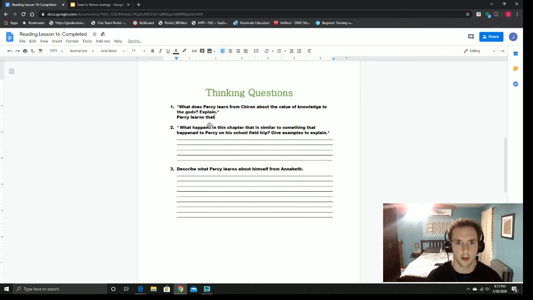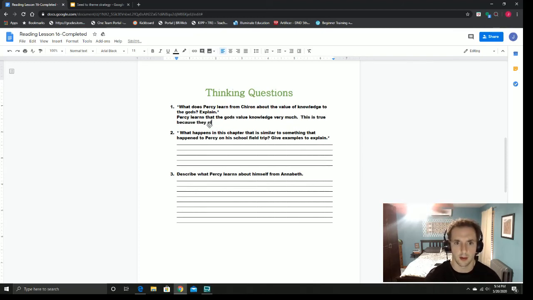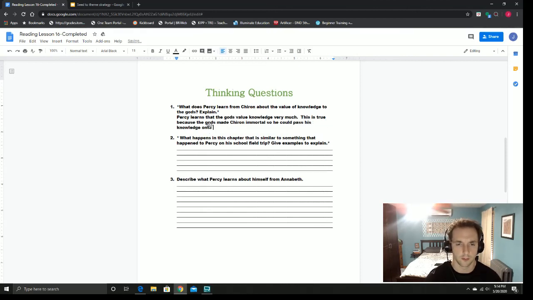Percy learns that the gods valued knowledge very much. This is true because the gods made Chiron immortal so he could pass his knowledge onto future heroes who need to learn to be heroic.